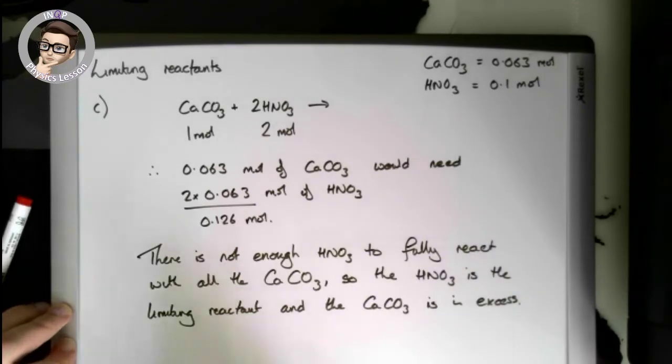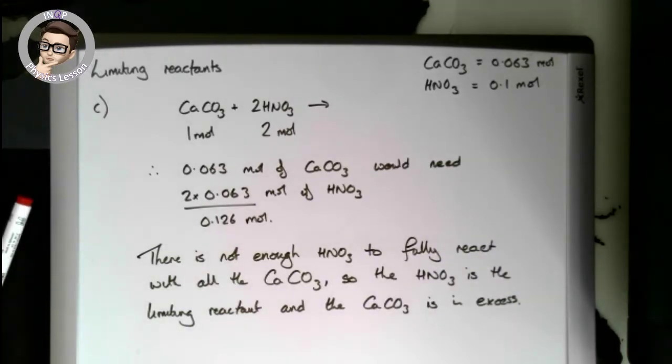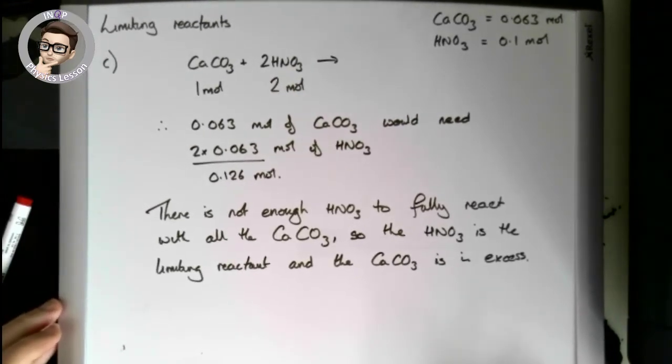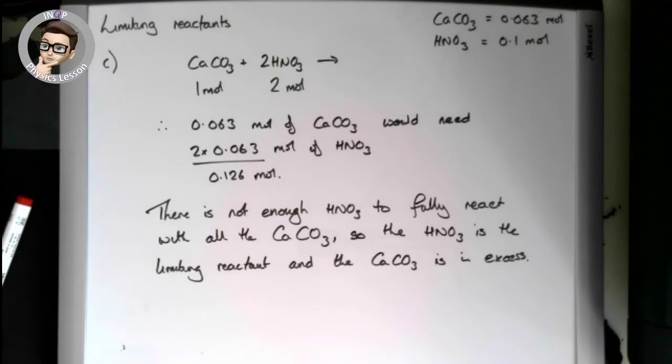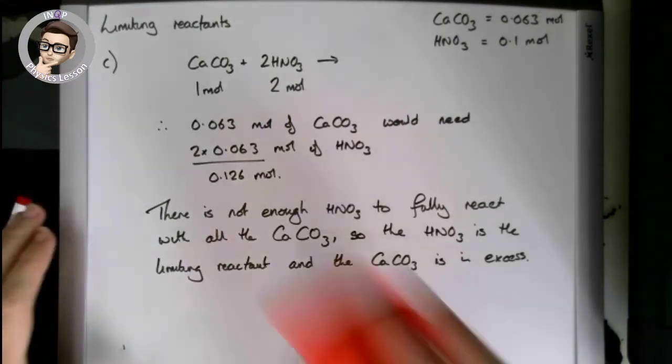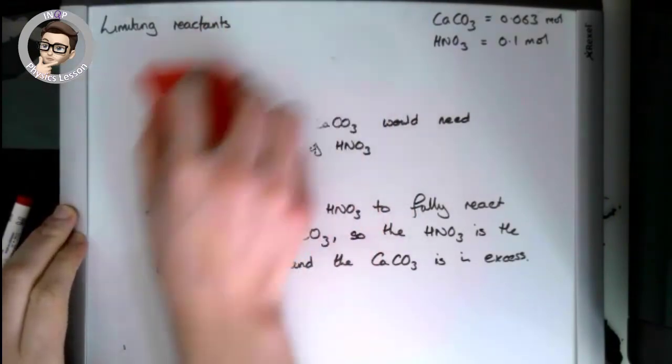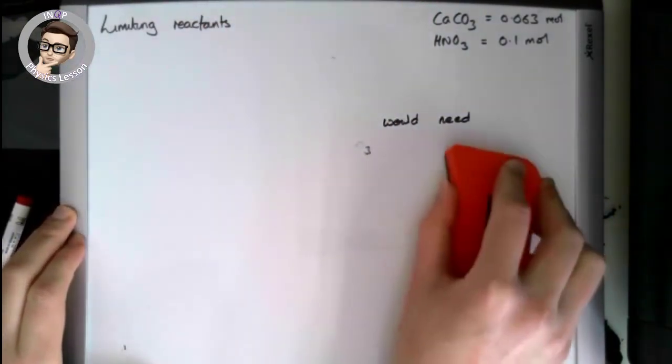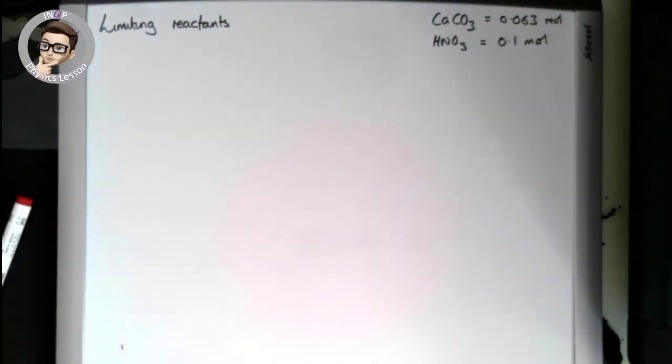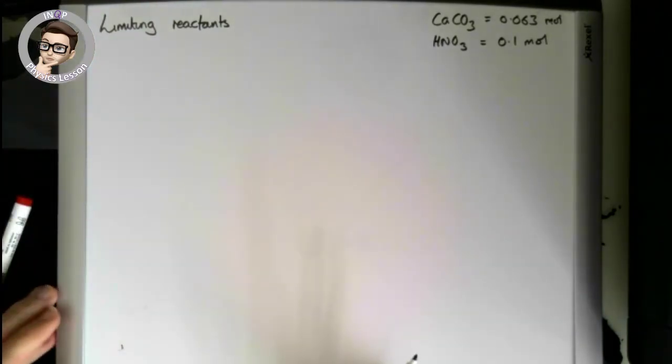And remember, we've talked about excess before when we were doing our soluble salts. So in excess, there's more of it than we need. Okay, so that's part C. So now let's go to part D, which is a bit of a calculation. It would like us to work out the maximum mass of calcium nitrate that could be produced in this reaction.